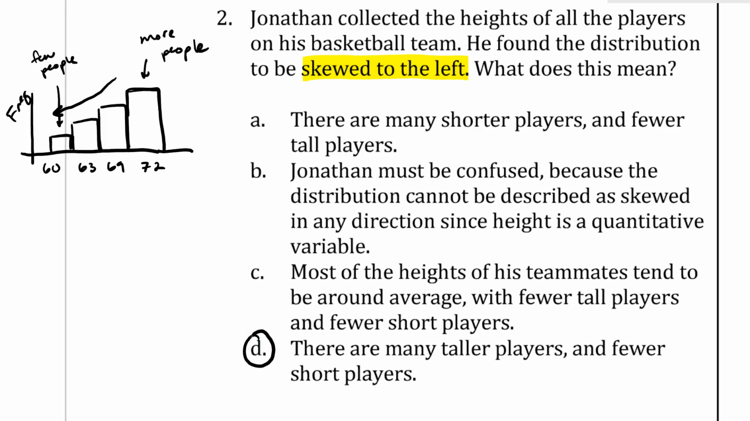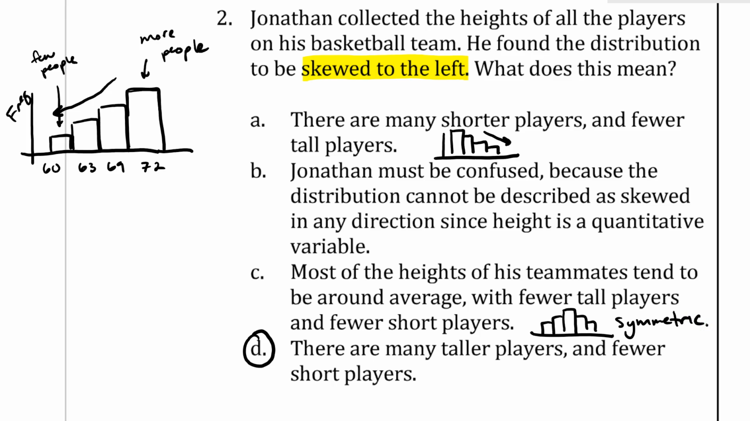Now let's just think about what some of these other ones would look like. If we were to have something that had many short players and fewer tall players, that would look something like this. Some short people and then a few tall people. That would be skewed to the right. So this would have been the answer if it was skewed to the right. Letter C says most of the heights tend to be around average, so that's kind of in the center, with few taller players and few shorter players. This would be if we have something that's symmetric.